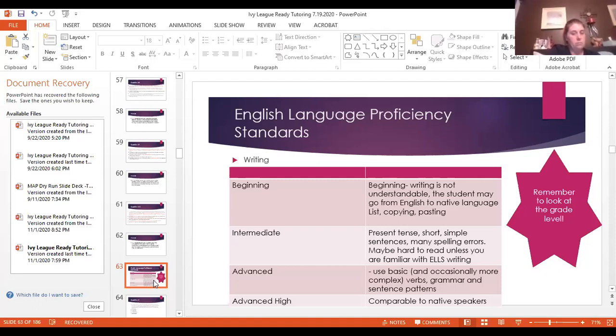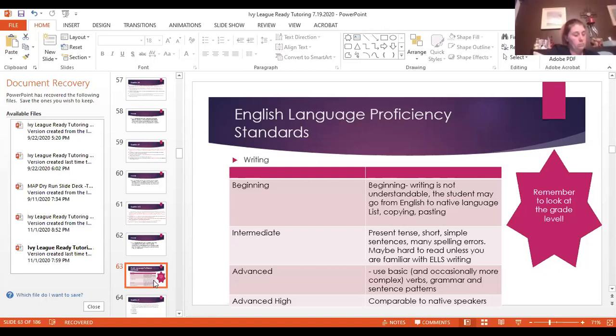It's short, simple sentences, and not a lot of detail, especially when they start asking for content-specific writing. They might start to repeat themselves again and again because they just don't have the vocabulary yet. And it may be hard to read unless you're familiar with reading English language learner writing.